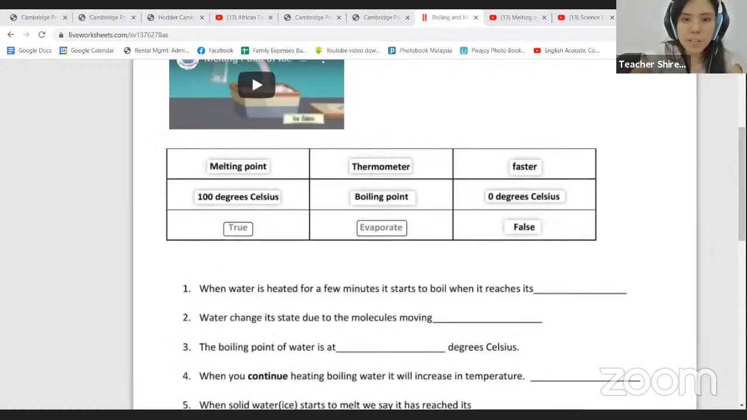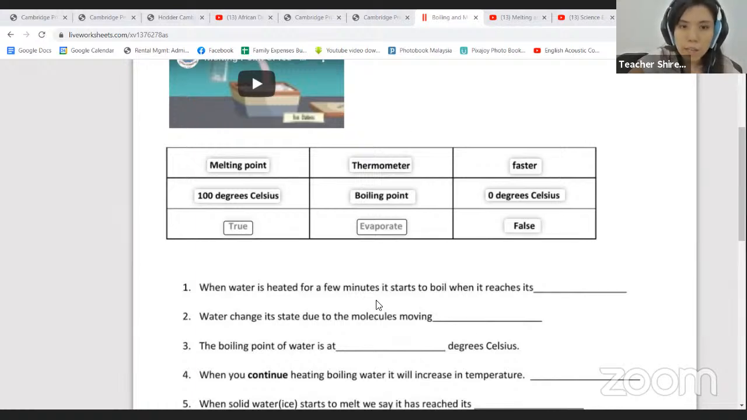Okay, the melting point is at 0 Celsius. Melting point is also called the freezing point. It's actually the same thing. Okay, freezing point.